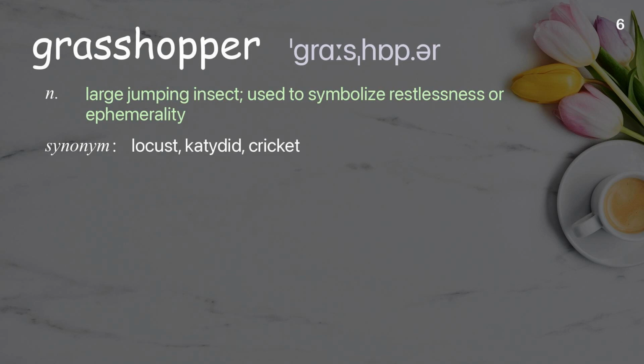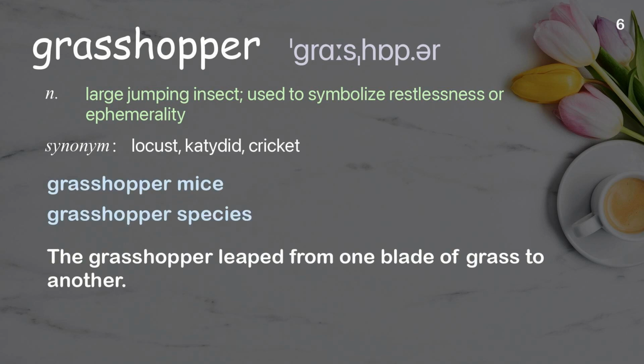Grasshopper. Large jumping insect, used to symbolize restlessness or ephemerality. Examples: Grasshopper mice. Grasshopper species. The grasshopper leaped from one blade of grass to another.